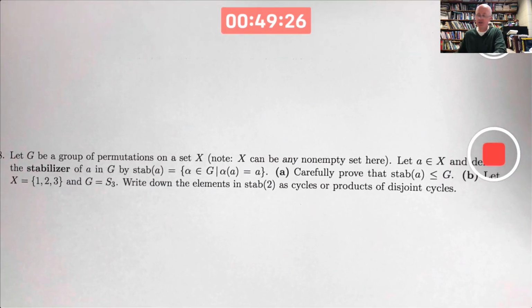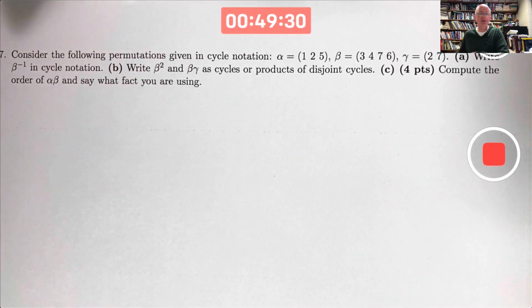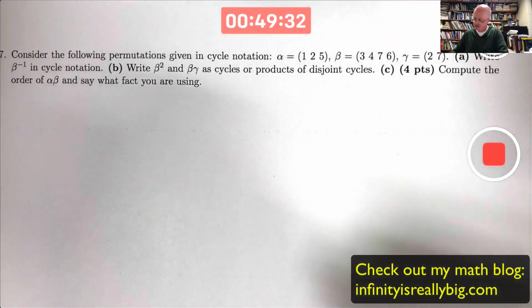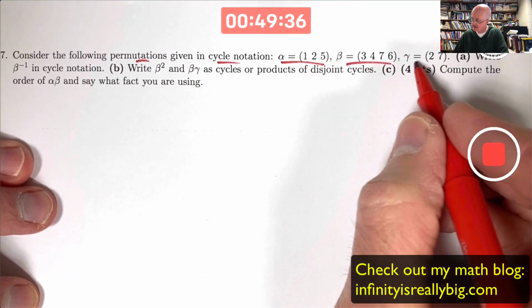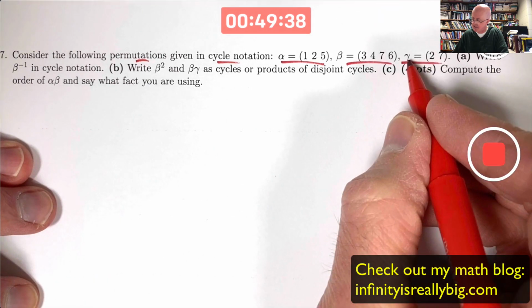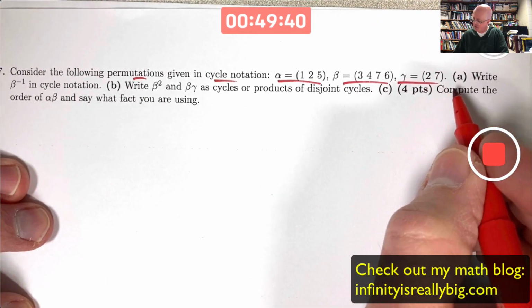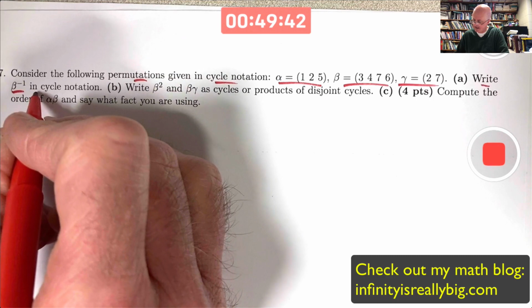Another page with a couple more calculation kind of problems. After this page come the proofs. More permutations. Consider the following permutations given in cycle notation. Alpha is this, beta is this, gamma is that. Part A, write the inverse of beta in cycle notation.